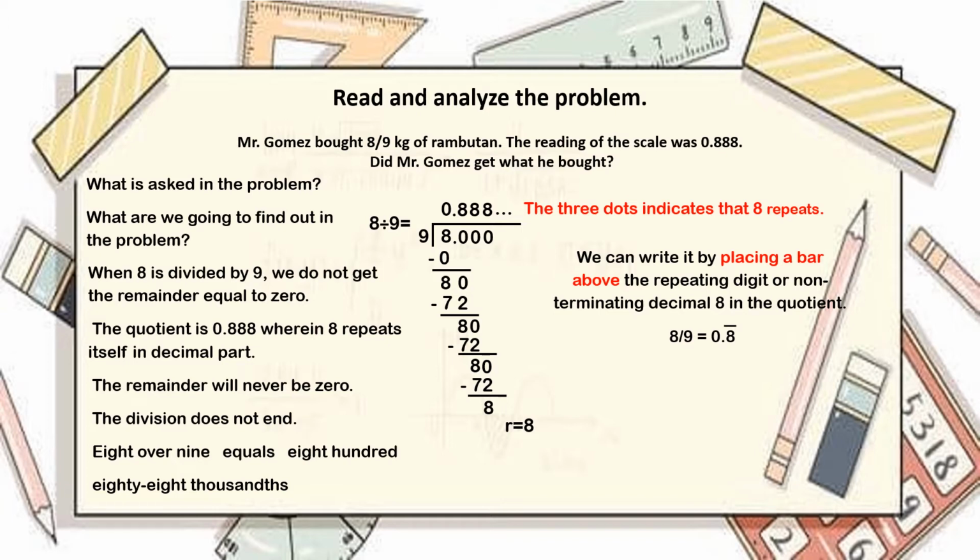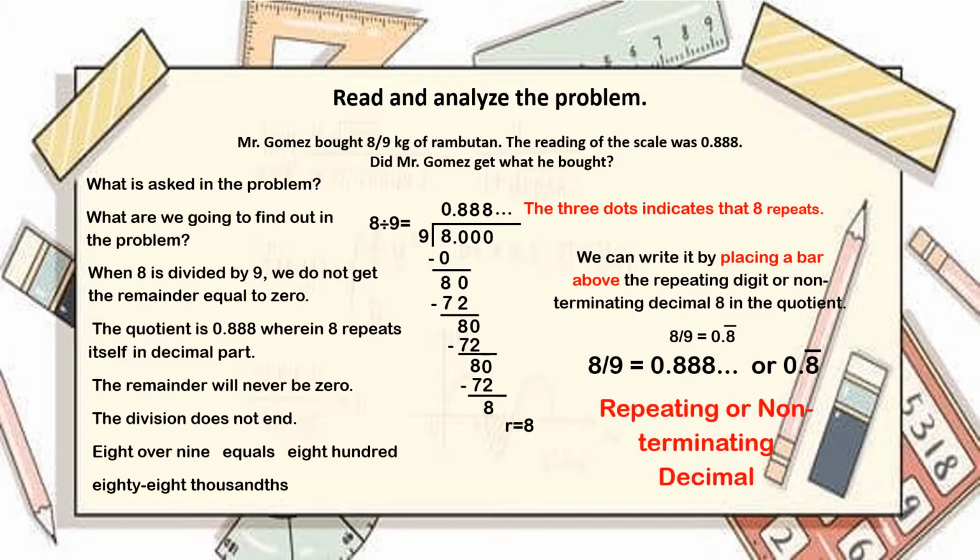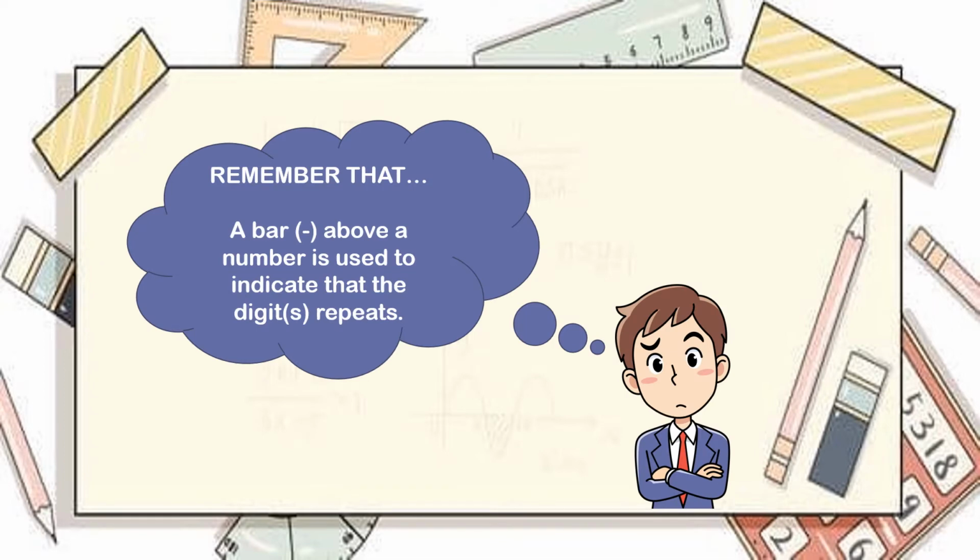So we can write it by placing a bar above the repeating digit in the quotient. So let's have 8 over 9 equals 0.8 with a bar on top of 8. The answer is 0.888 or 0.8 with a bar on top of 8. What do you think is the answer, children? Is it terminating decimal or repeating decimal? Very good, children. The answer is repeating or non-terminating decimal. Remember that a bar above a number is used to indicate that the digit repeats.